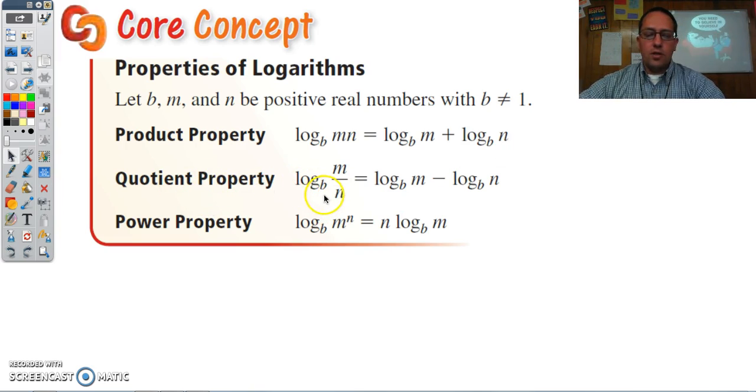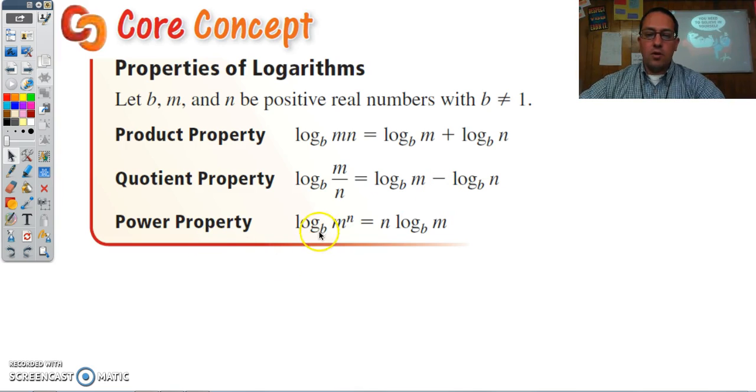Quotient property, exact opposite. So log base b of m divided by n equals log base b of m minus log base b of n. So log base 5 of 2 divided by 3, for example, would be log base 5 of 2 minus log base 5 of 3.